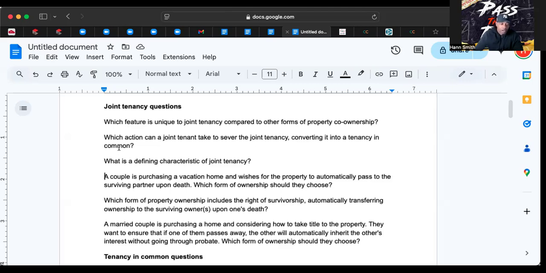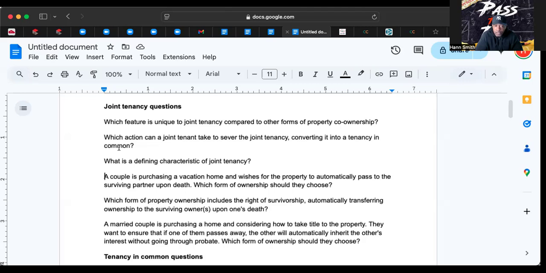And then the last question that we're going to go over: a married couple is purchasing a home and considering how to take title. They want to ensure that if one of them passes away, the other will automatically inherit the interest without going through probate. Which form of ownership should they choose? That may be a very good question on a test. If we know the definition and the different tenets of a joint tenancy, we should be able to answer that question no problem. And we have to get these types of questions right, because they are fairly simple if you went over the vocabulary, the definitions, and studied note cards. So that's definitely joint tenancy.